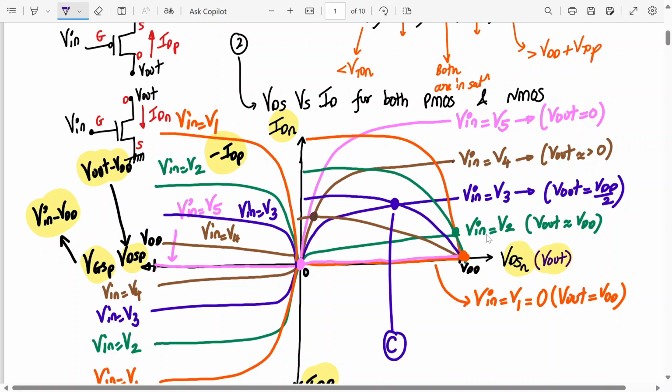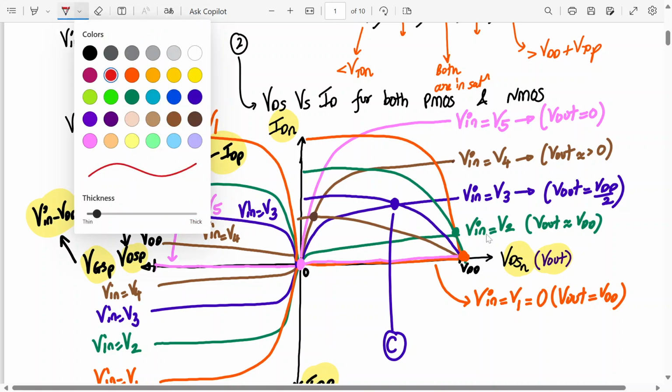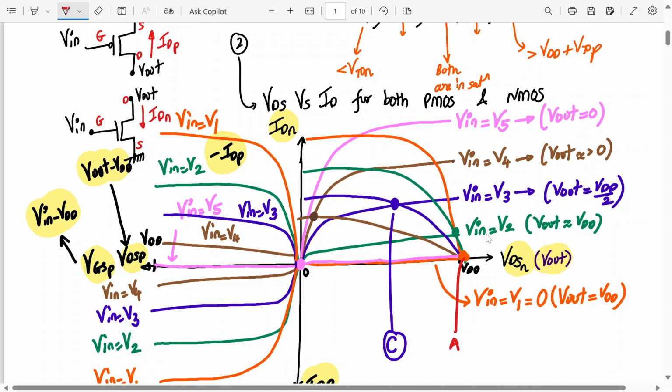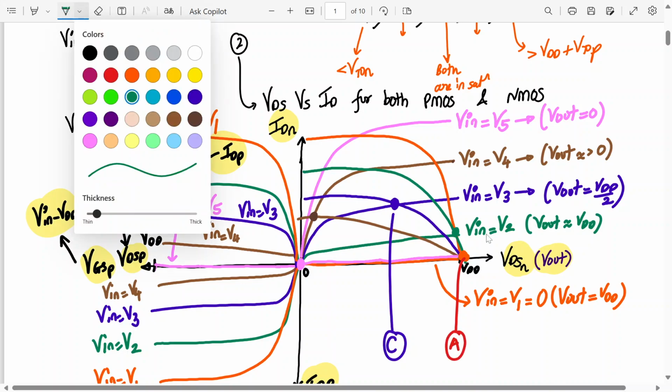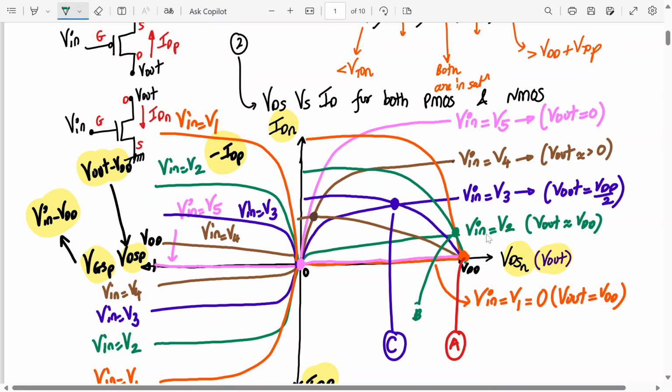Okay. Where is my region number A? Can you tell me? Region A, which color point is it, where output is VDD and input is almost 0? Which point does it correspond to? Yeah, this one, the orange one. This is region A. Region B is the green one, where the two green curves intersect. So this is region number B.